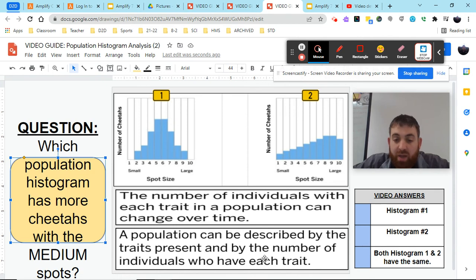So when describing the traits present, we're describing that there are more of these specific traits because their distribution and their bars are higher. So that's the correct answer, and that's how you figure it out.